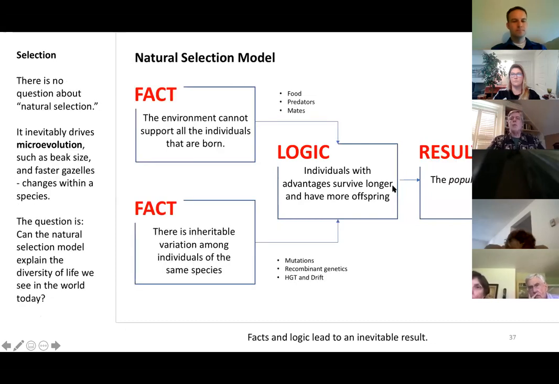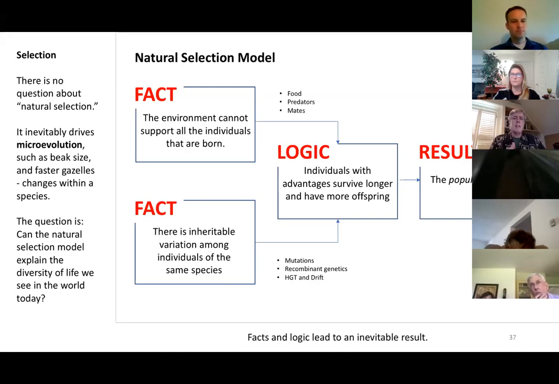And when you put these three together, this is what you get. The environment can't support all the individuals that are born. There is inheritable variation among individuals of the same species, and there are constant mutations refreshing that variation. Those two are just facts. I mean, they can be observed empirically and shown to be true. The next step is logic. The individuals with advantage survive longer and have more offspring. And there is no escaping that logic. And the result is the population evolves.